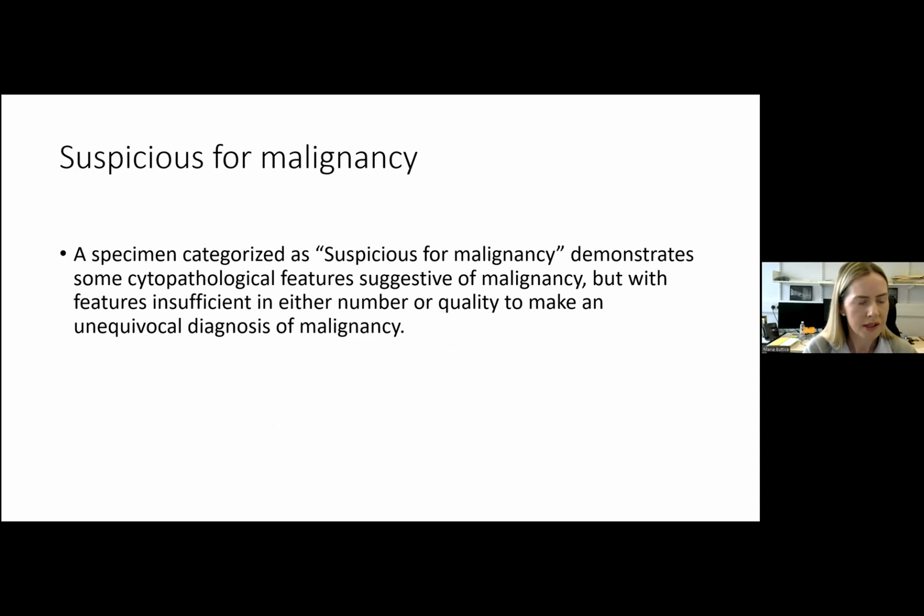Moving on to our suspicious for malignancy category. So this category is essentially reminiscent of a malignant process. However, the features of malignancy are not seen across all the material that we are assessing on cytology. So they may be present in a few of the cell groups, or all our malignant features are not present in their entirety, and I'll go through those features.